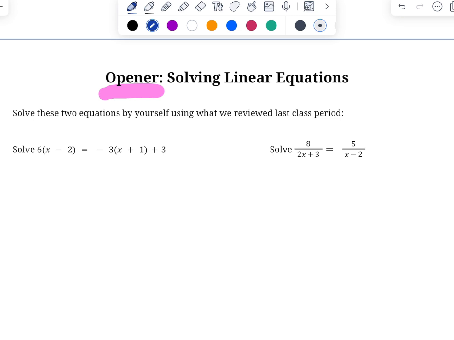So at any rate, you should have your notes packet out, and I believe that we are on page 11. It definitely says this at the top. It says opener, solving linear equations.